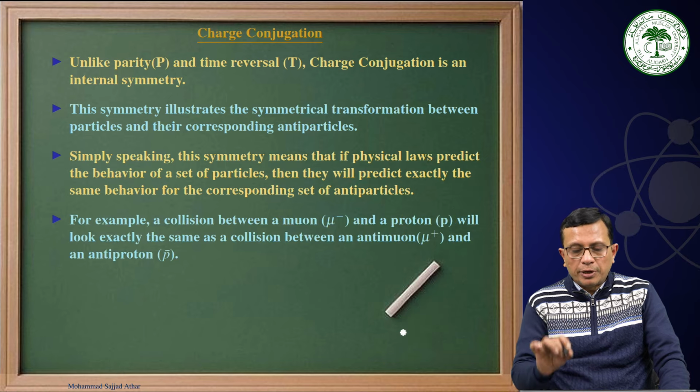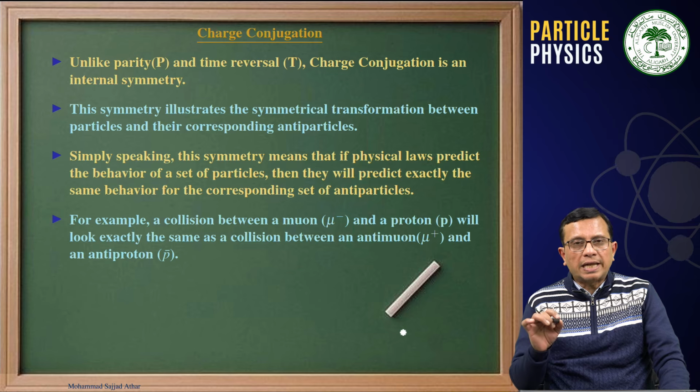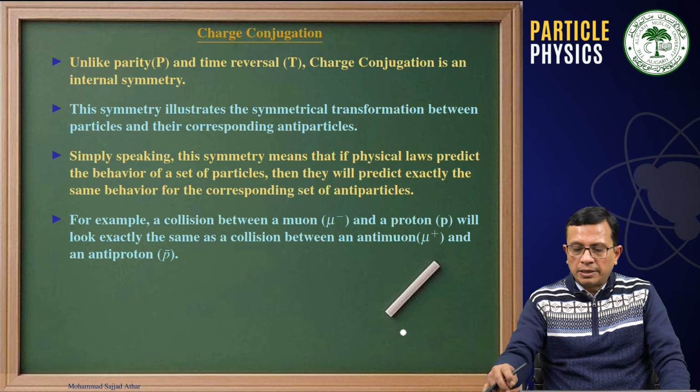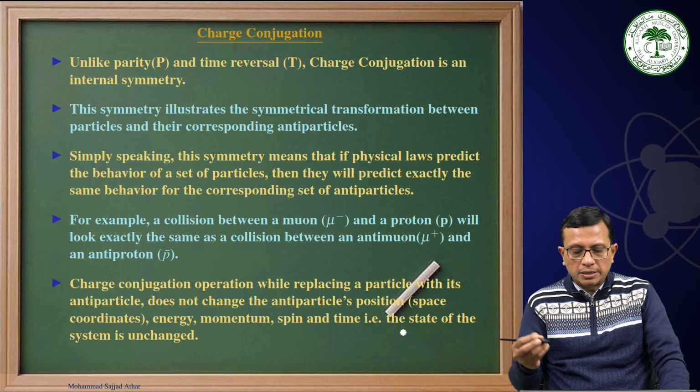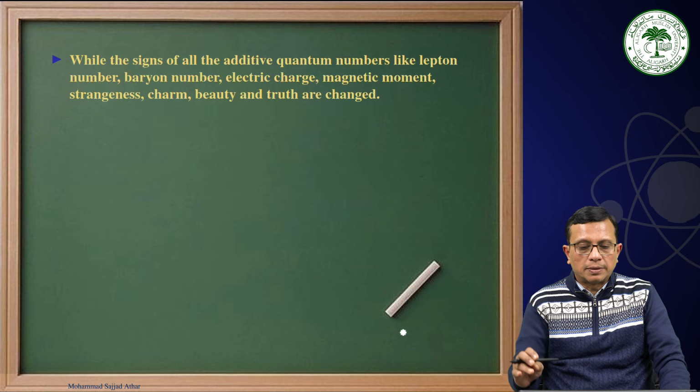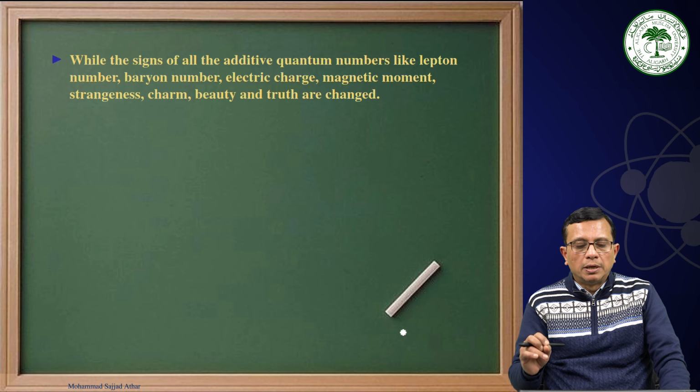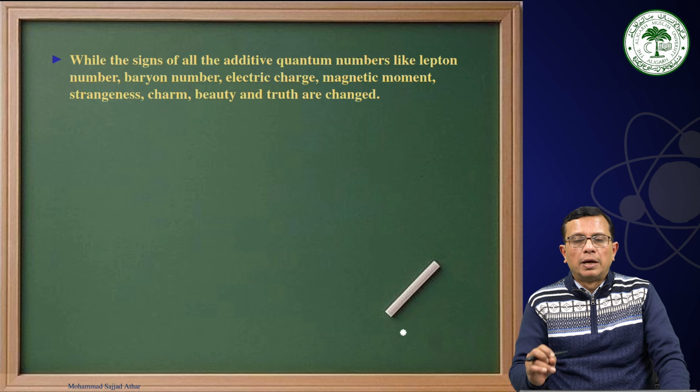Therefore, a collision between a muon and a proton will look exactly the same as the collision between an anti-muon and anti-proton. The charge conjugation operation, while replacing a particle with its antiparticle, does not change the position, energy, momentum, spin, and time. That is, the state of the system is unchanged. While the signs of all the additive quantum numbers, like lepton number, baryon number, electric charge, magnetic moment, strangeness, charm, beauty, and truth, they change.